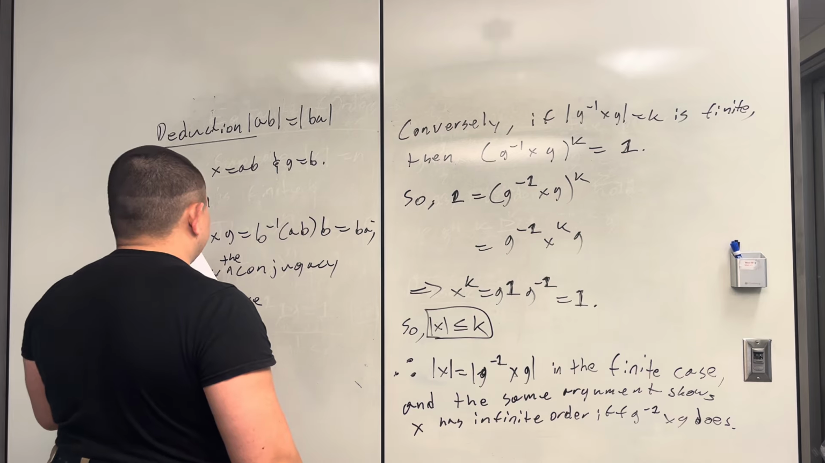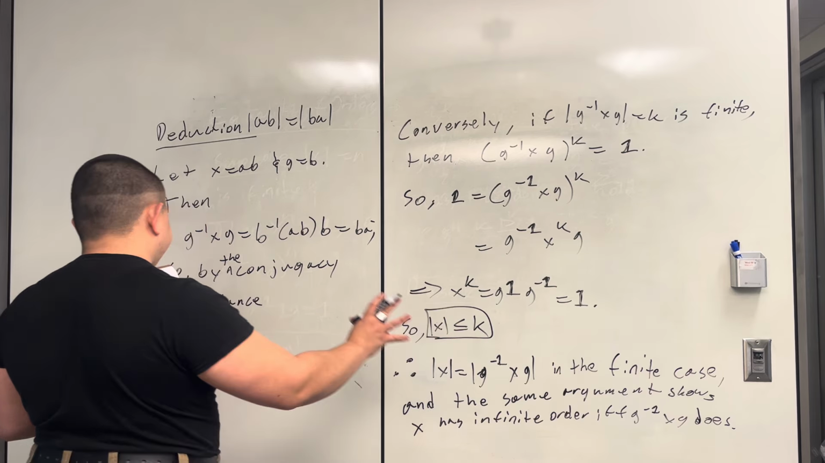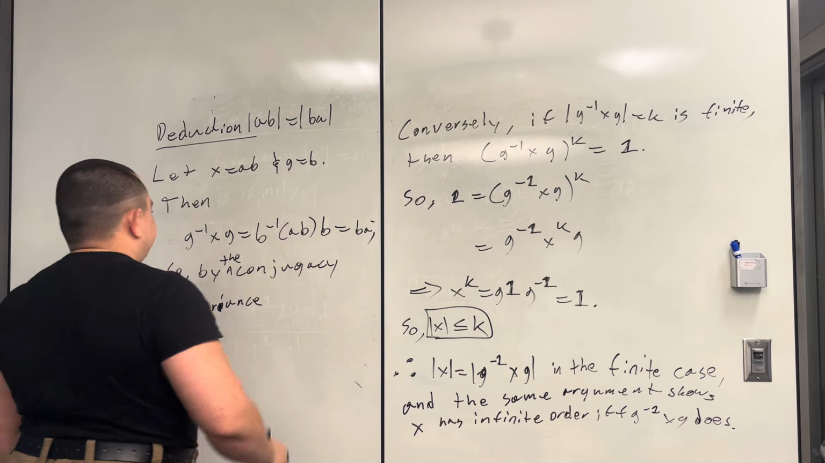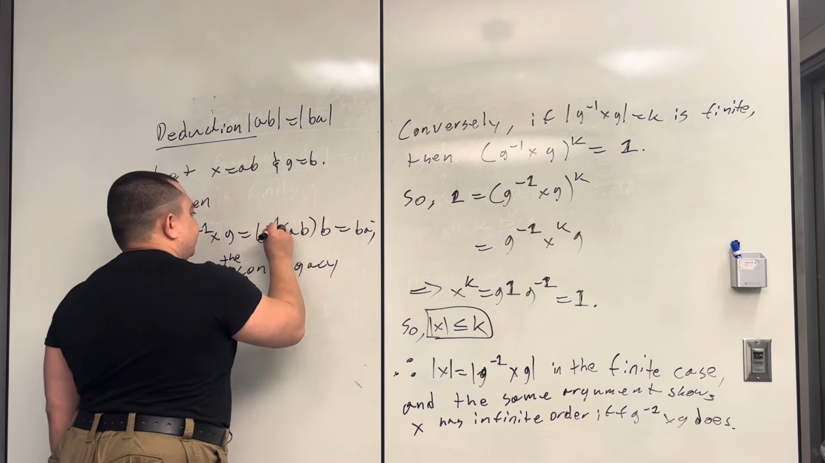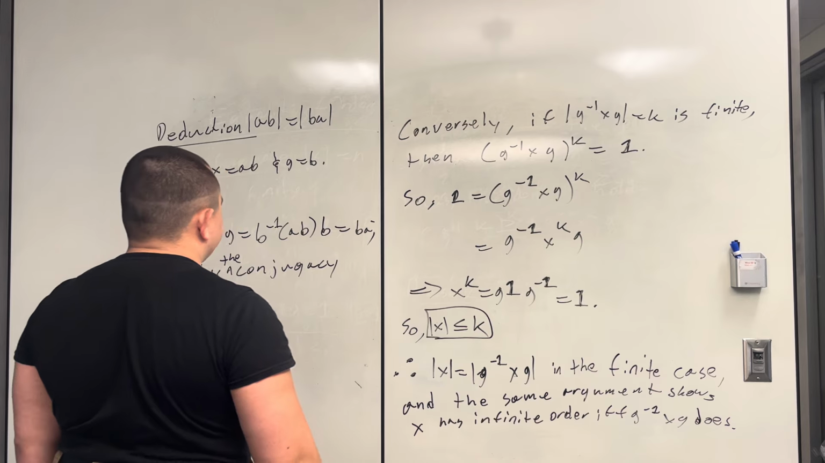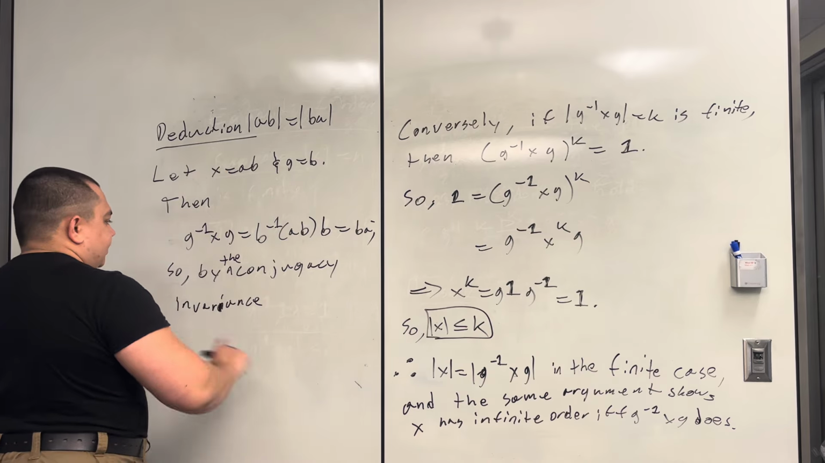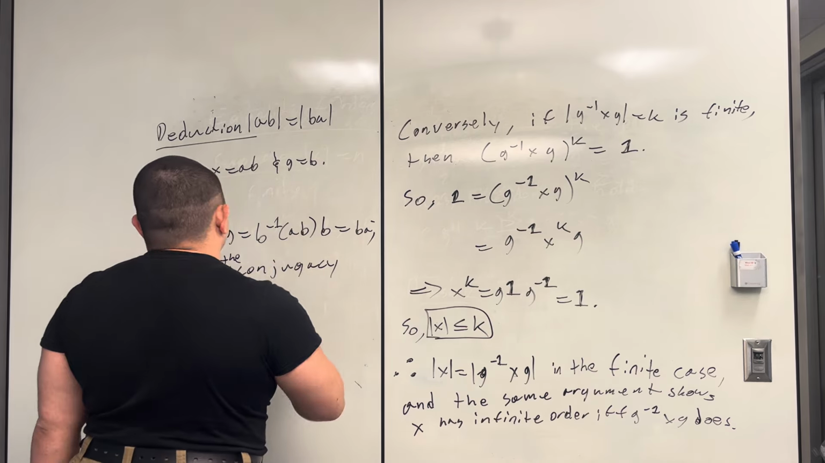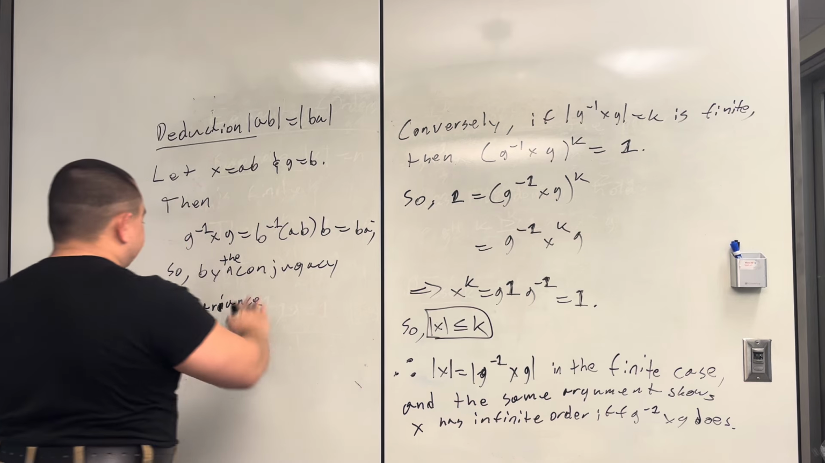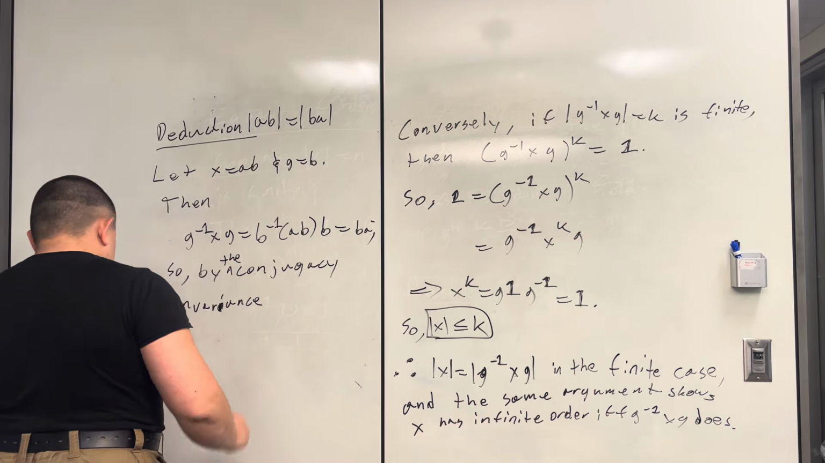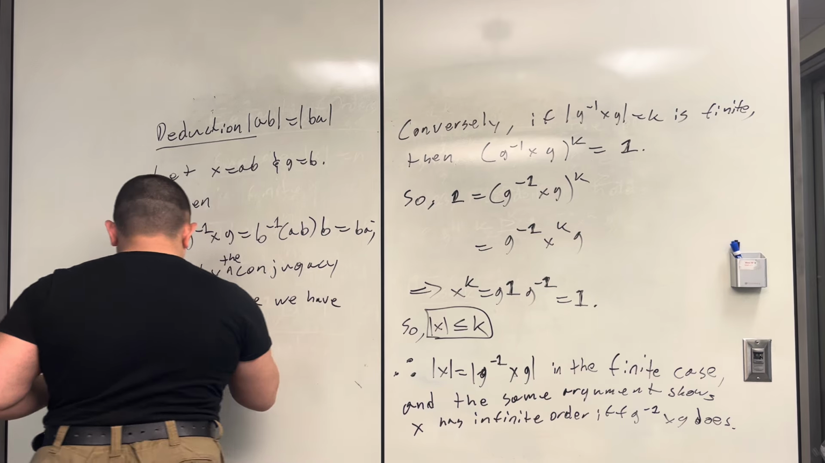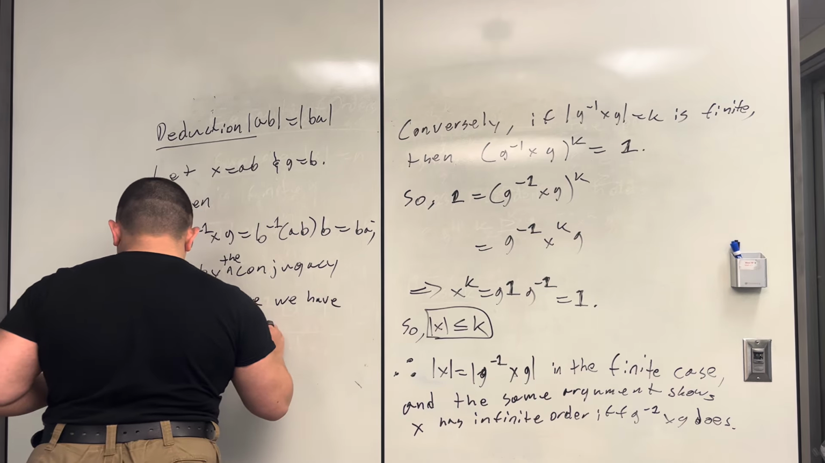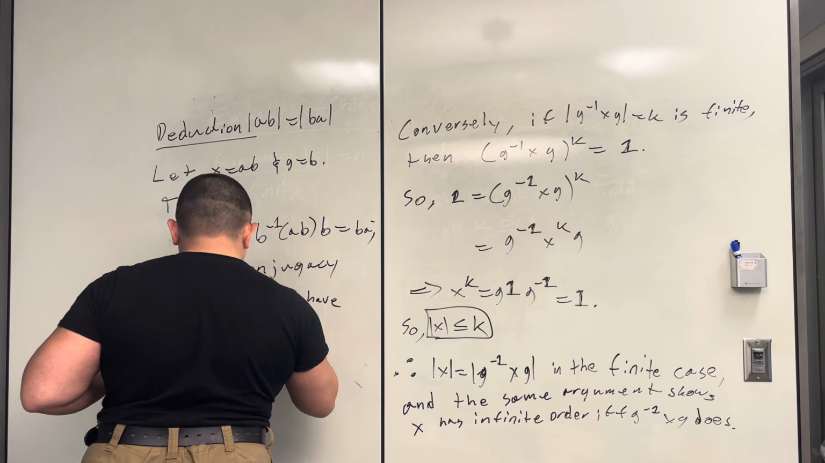All right, so this is what we just looked at, right? g to the negative 1 times x times g is equal to b to the negative 1 times AB times B is equal to BA. So by the conjugacy invariance, we have the order of AB is equal to the order of BA.